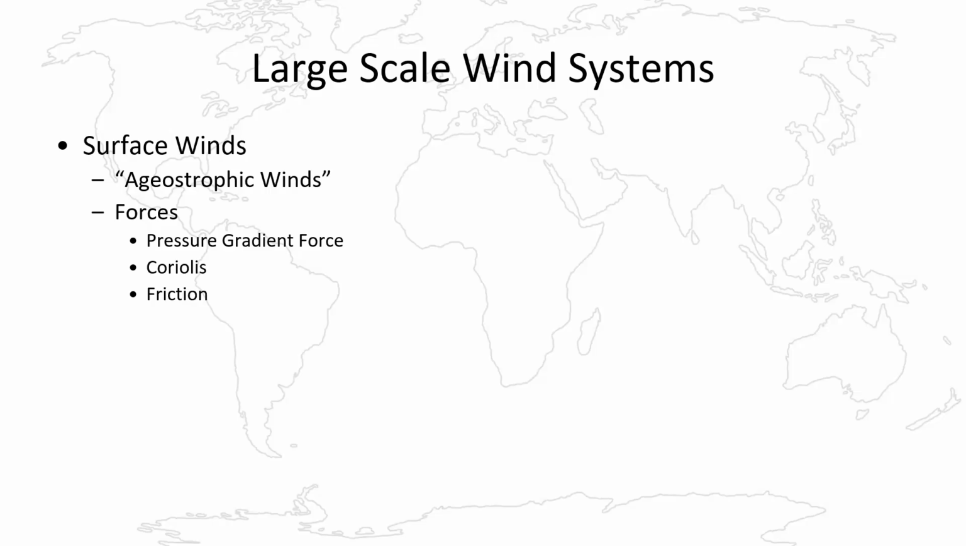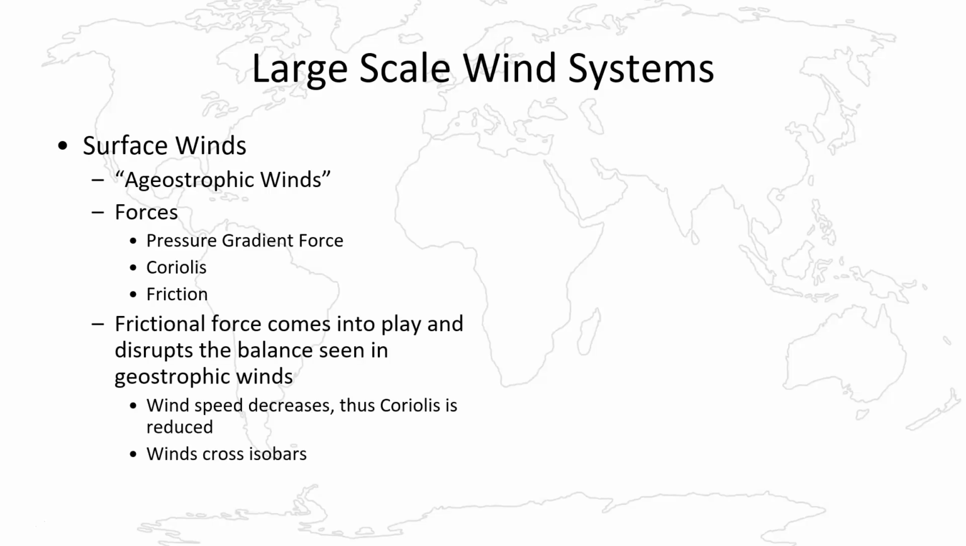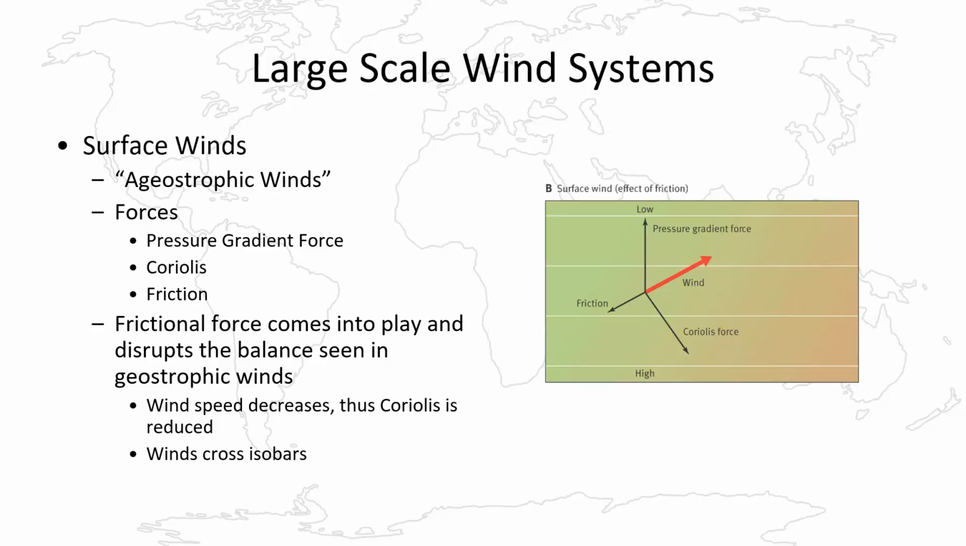And then lastly, we now have to focus on friction. Because we're dealing with surface conditions, there's things on the surface such as trees and buildings and even people that are going to act to slow the winds down. What this does is the frictional force actually disrupts the balance that we saw with geostrophic winds. Because the wind speed decreases, Coriolis is going to be reduced, since again, Coriolis is a function of wind speed. Slower winds are not as easily deflected. And so what this leads to is winds that actually cross the isobar.